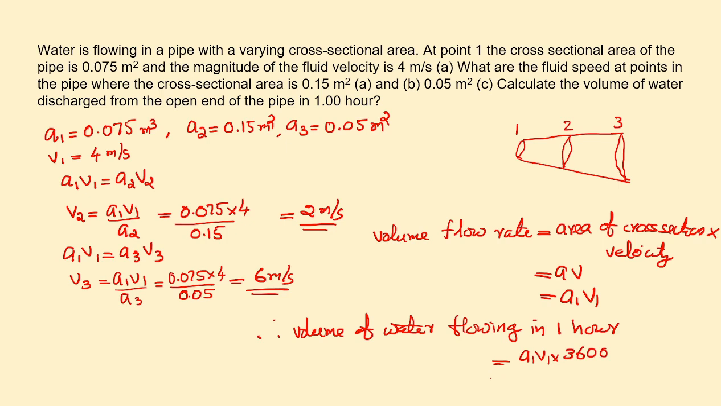So let us substitute. What is A1? That is 0.075 into velocity V1, 4, into 3600. So after the calculation, you will get 1080 meter cube. This is the volume of water flowing out in 1 hour. Okay.